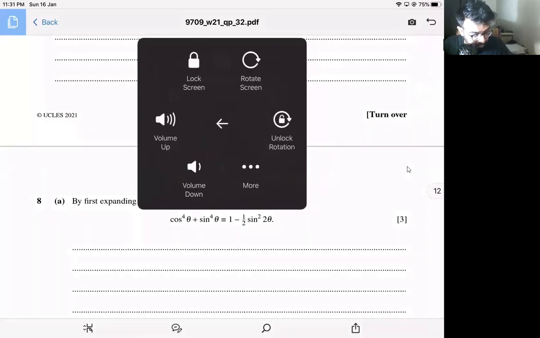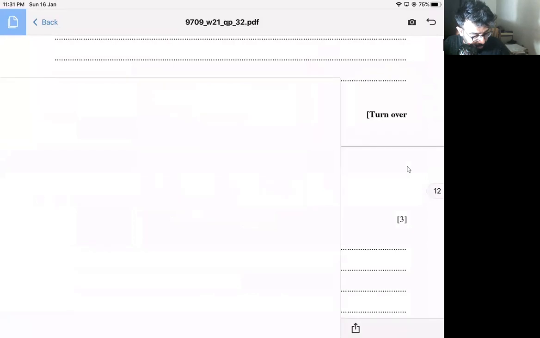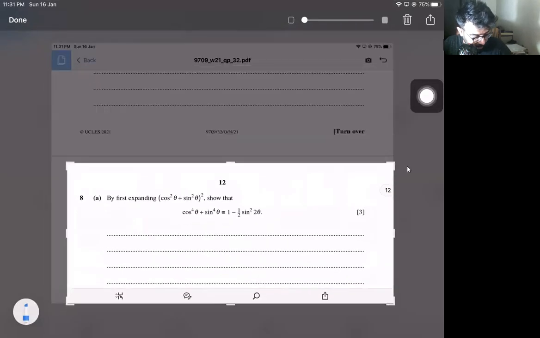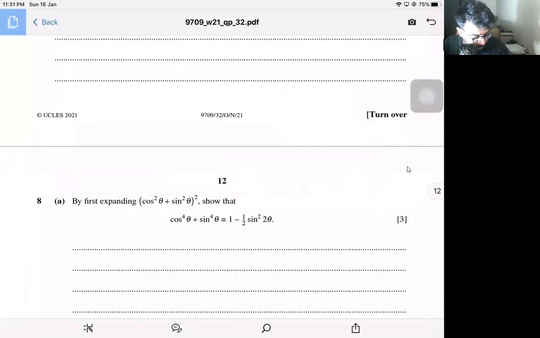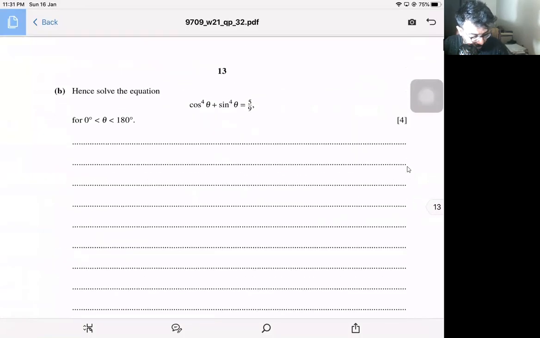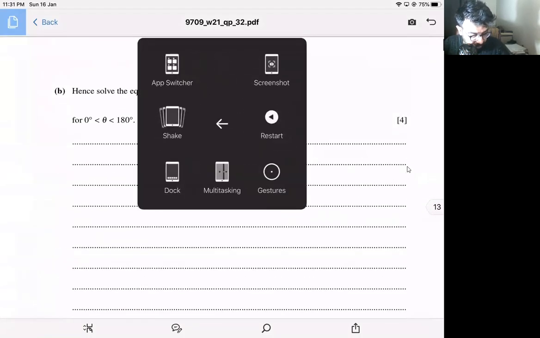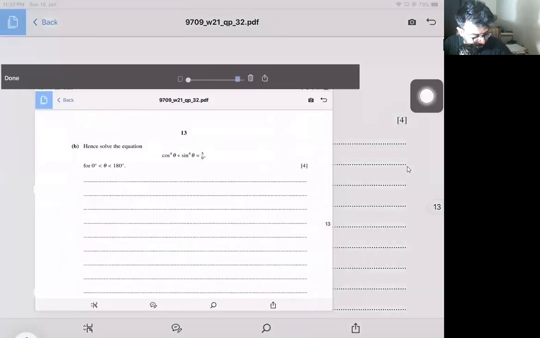All right, so here we have question number 8, October/November 2021, paper 3, variant 2. The topic is trigonometric identities and integration. This question is worth 7 marks.